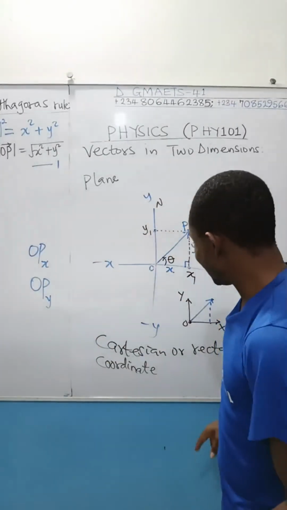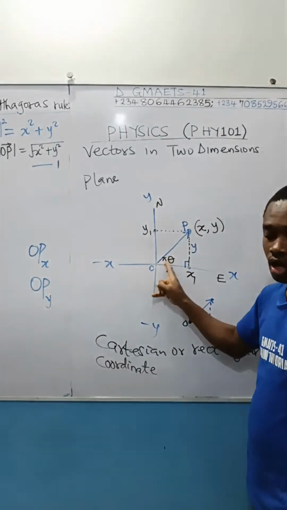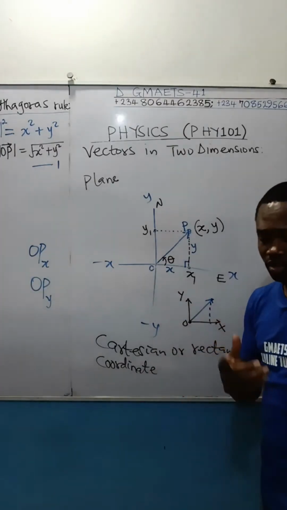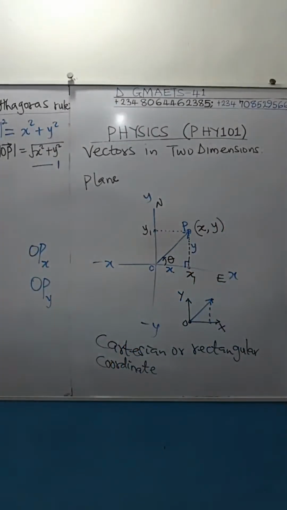Now, how do we determine the direction of this vector? How do we determine the direction? Please let me check the network situation. This is just hanging. Let me check. I hope the network is okay there.